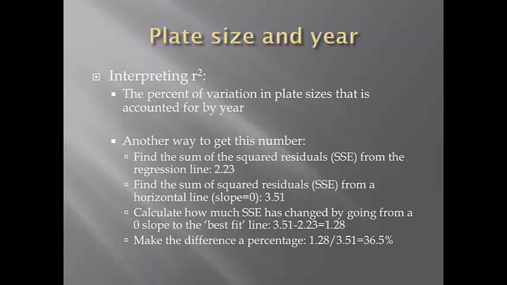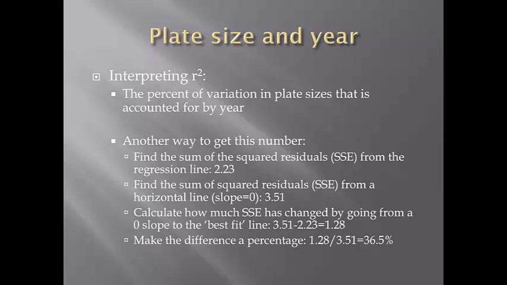You can also find the sum of the squared residuals from a horizontal line, a line with slope 0. In this case, that's 3.51. Calculate how much the sum of squared errors from the regression line has changed from a line that was at 0 slope. So 3.51 minus 2.23 gives you 1.28.